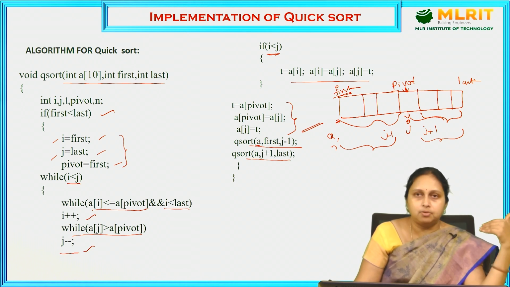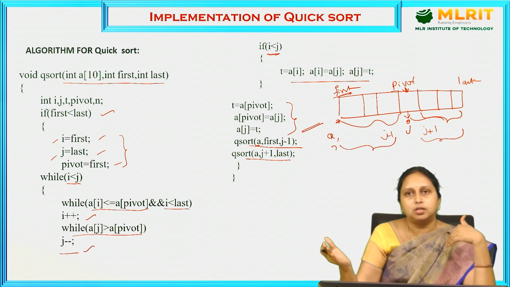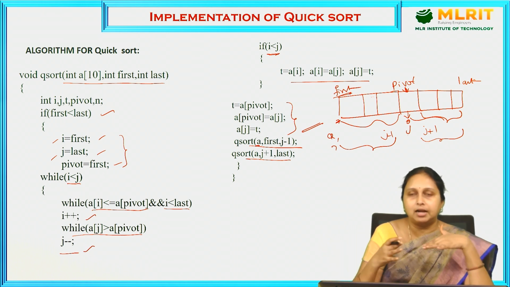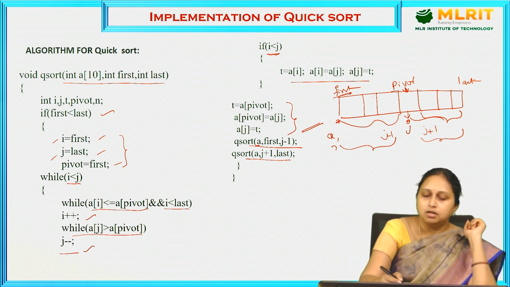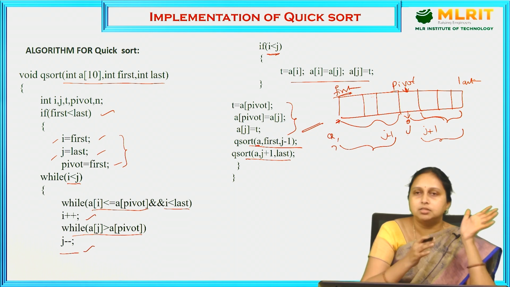On the left sublist, we are performing the quick sort algorithm, and on the right also we are going to do the same. Parallelly, this is going to happen, right? I have shown you separately, but this is going to be done parallelly.